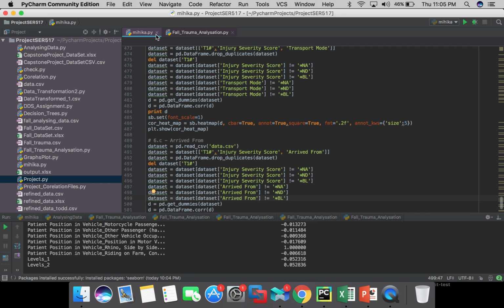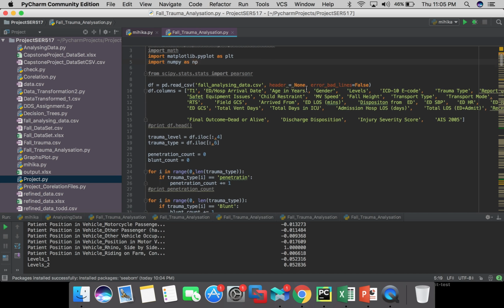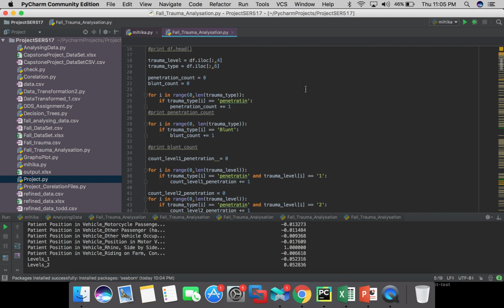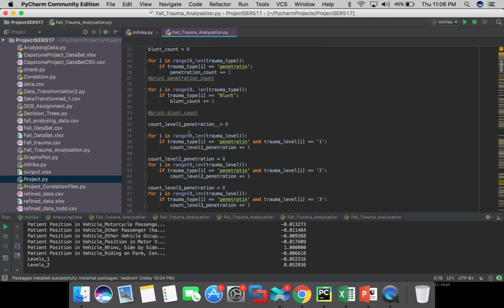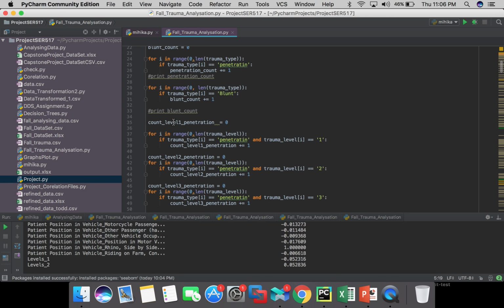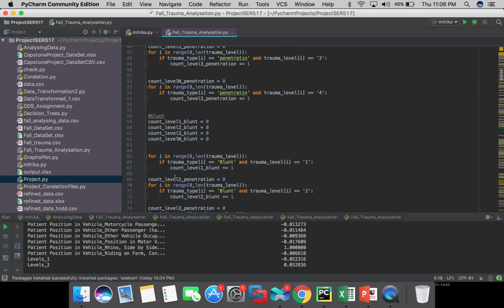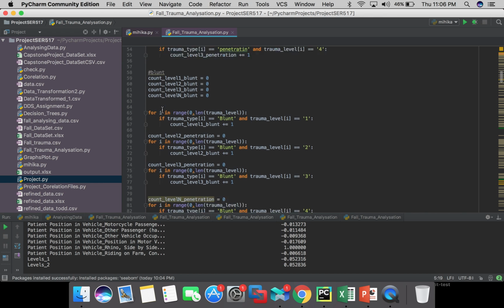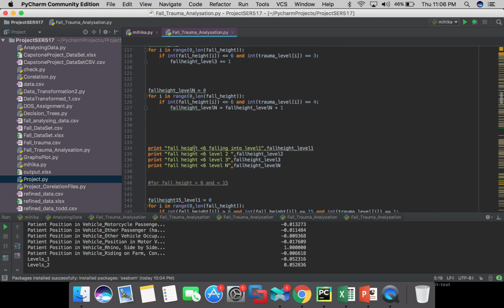Here I will start off with the fall analysis. We have different print statements and counters for different levels, for example level 1 patients that have penetration, level 2, level 3, and so on. We have this for different columns, such as blunt trauma, fall height, etc.